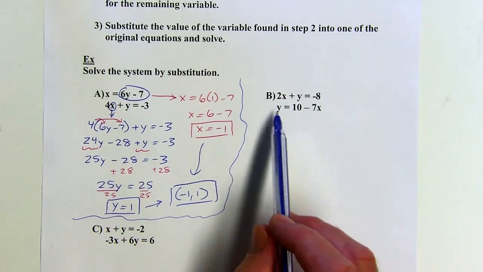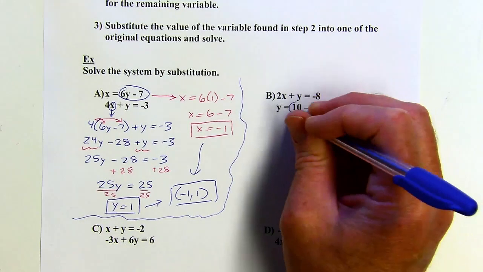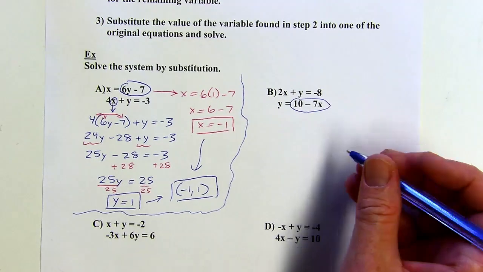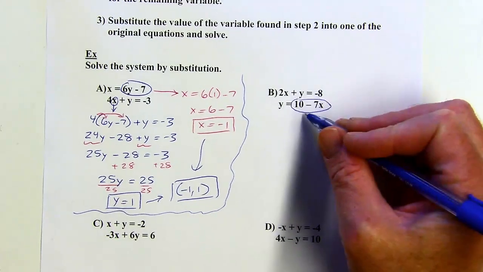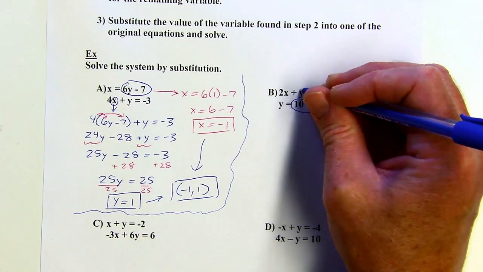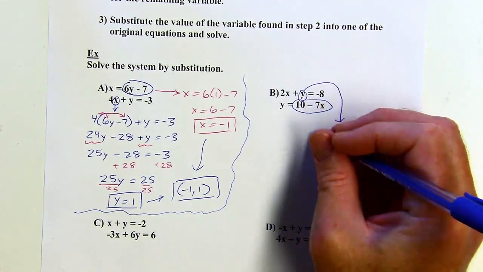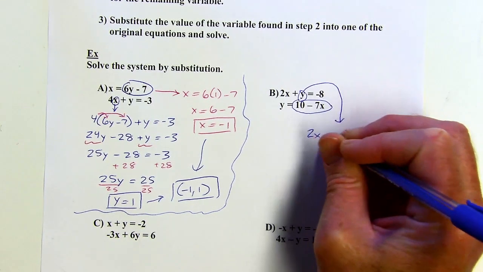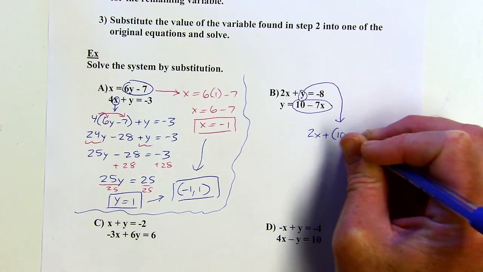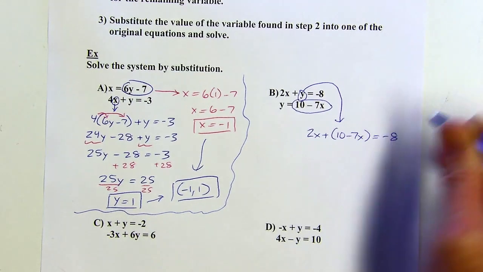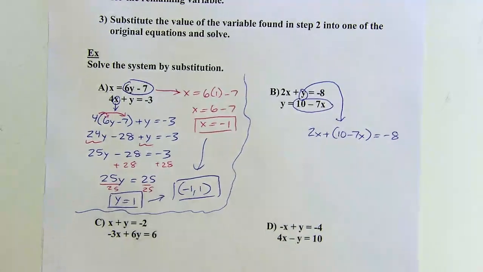The y is already isolated, so I might as well use that to my advantage. So y is equivalent to 10 minus 7x. That means I can substitute 10 minus 7x into the other equation where the y is. So I'm substituting into the top equation here and saying, okay, 2x plus the quantity 10 minus 7x is going to equal negative 8, right? I substitute it in that top equation.